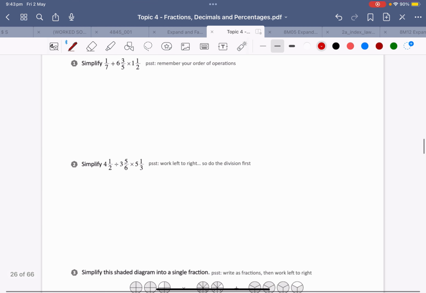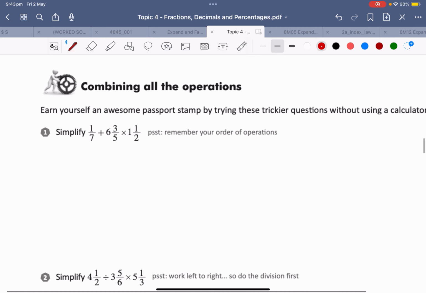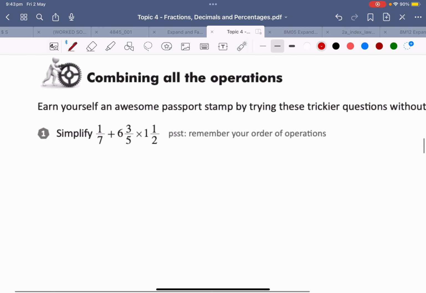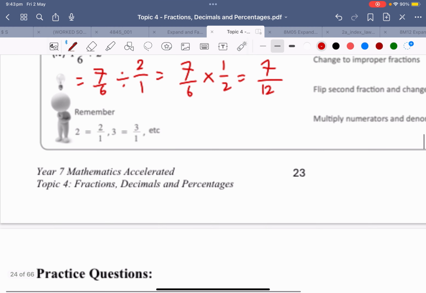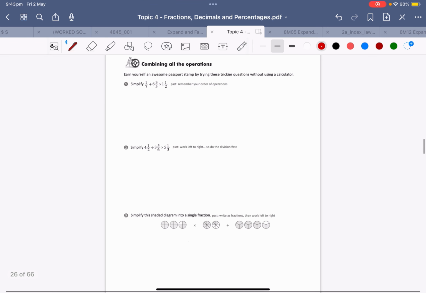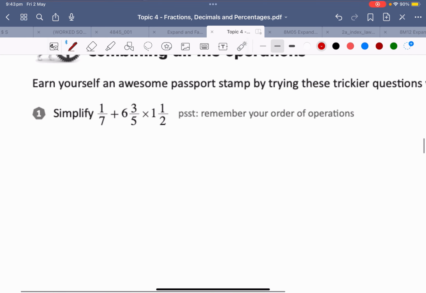I'll go through some of these questions, combining all the operations. 1 over 7 plus 6 and 3 on 5 times 1.5. I have taught my accelerated students to do the working out as much as they can. I hope you guys can also get into it as well. Okay, I'm back. 1 over 7 plus 6 and 3. Oh, there's so much stuff going on. Take one step at a time. Don't be afraid of rewriting the questions.